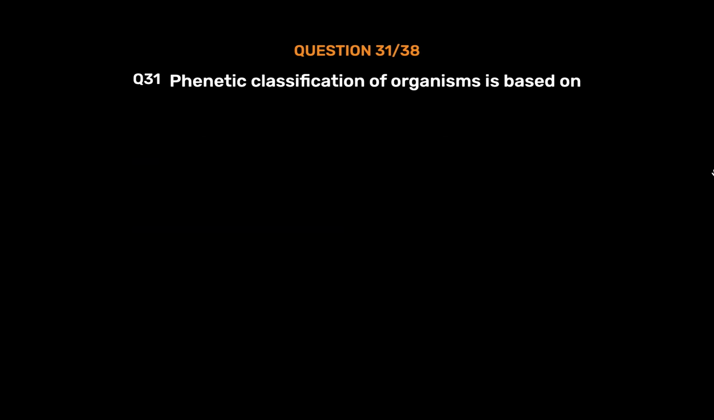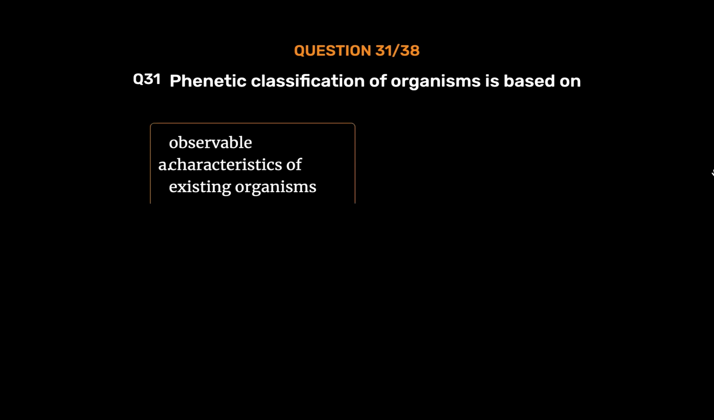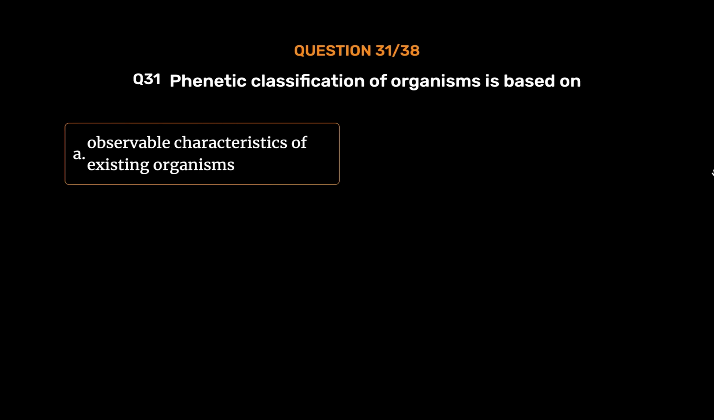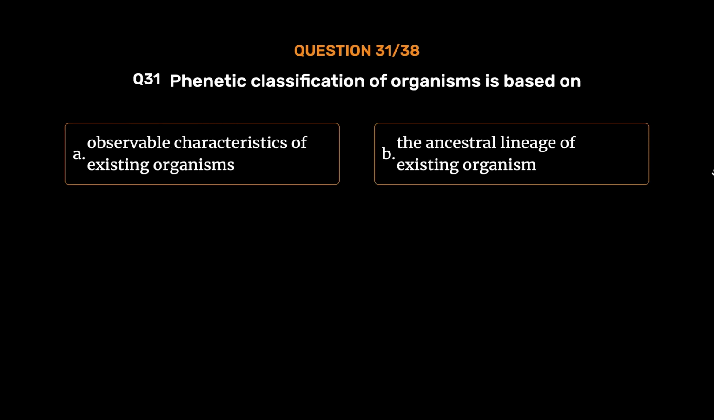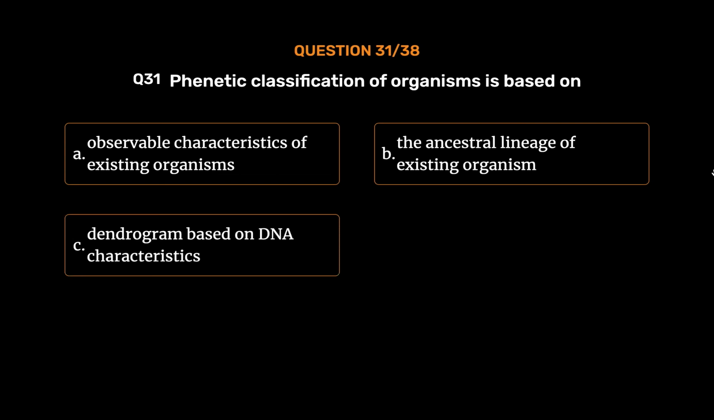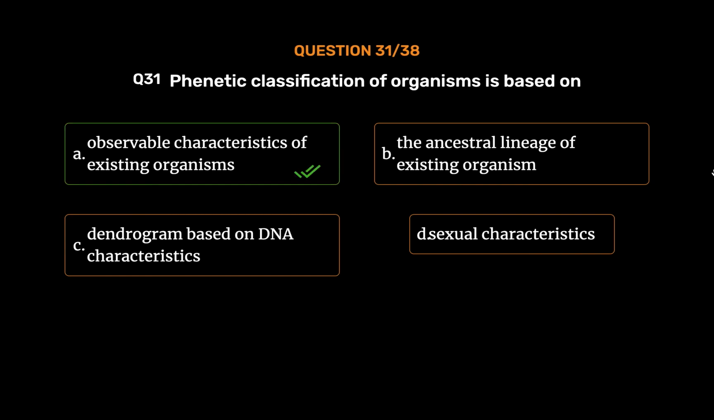Question number 31. Phenetic classification of organisms is based on Option A. Observable characteristics of existing organisms. Option B. The ancestral lineage of existing organisms. Option C. Dendrogram based on DNA characteristics. Option D. Sexual characteristics. The correct answer is Option A. Observable characteristics of existing organisms.